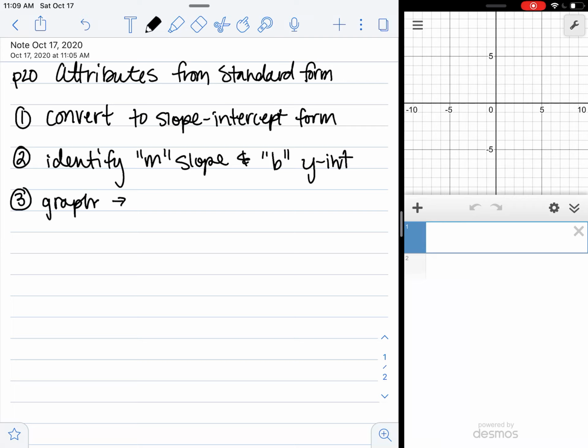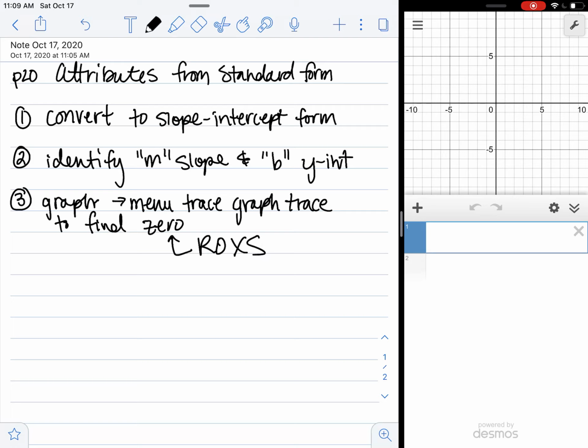And then if you're using TI-Nspire, you do menu. Oh, that's a bad menu, sorry. Trace, and then graph trace. Now, because I'm using the Desmos calculator over here, it's going to look a little bit different, but you'll still get the same content. And again, you do that so that you can find the zero. Okay, and another name for our zeros are roots.